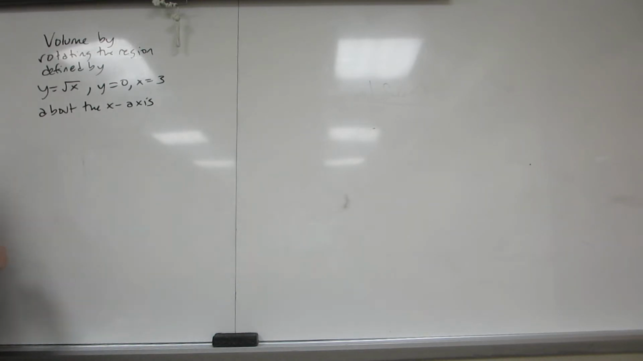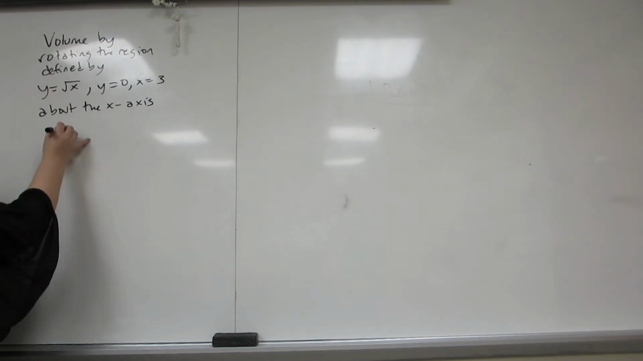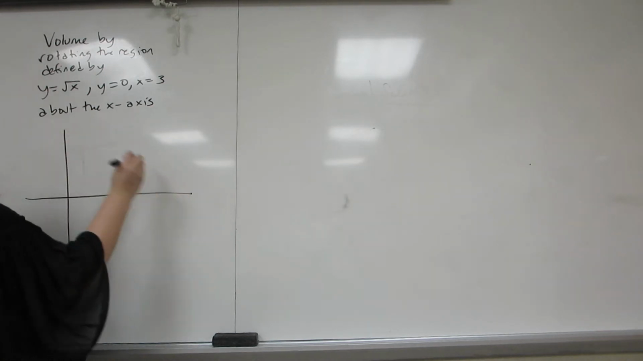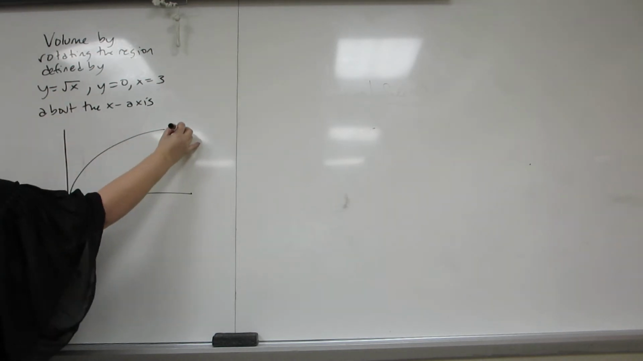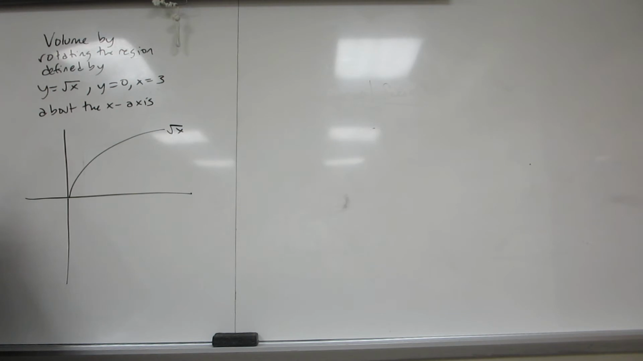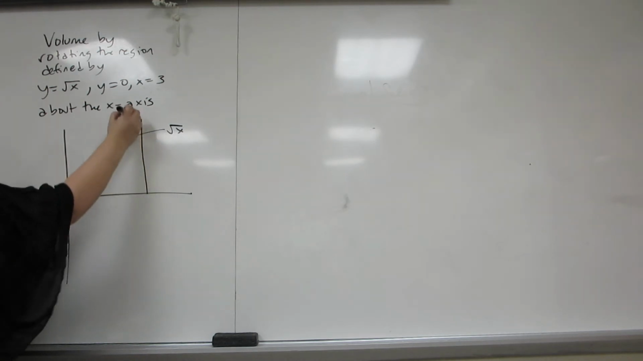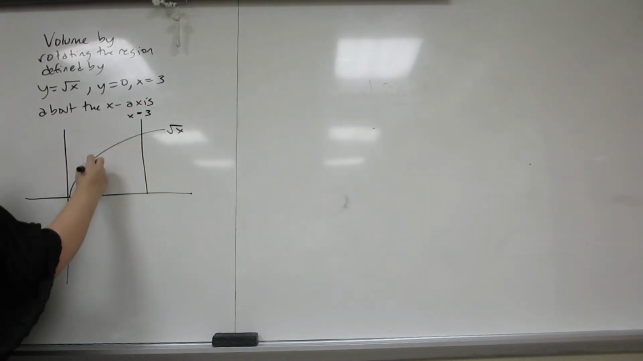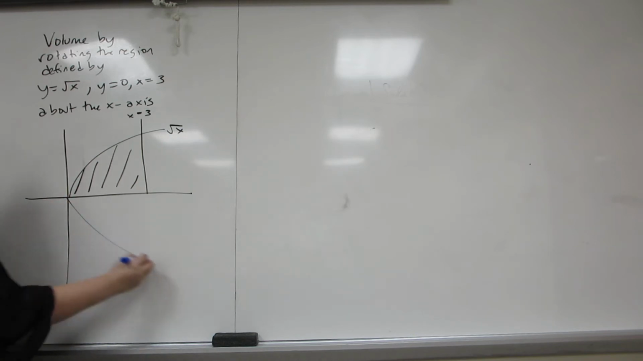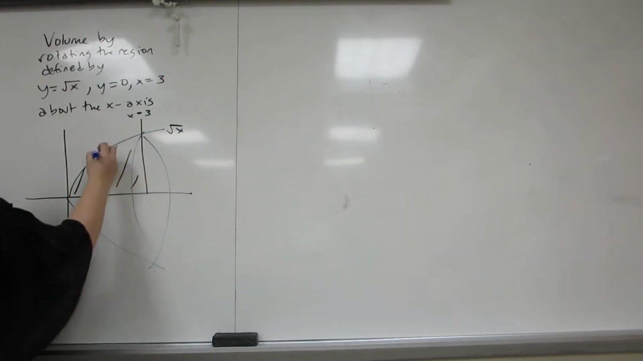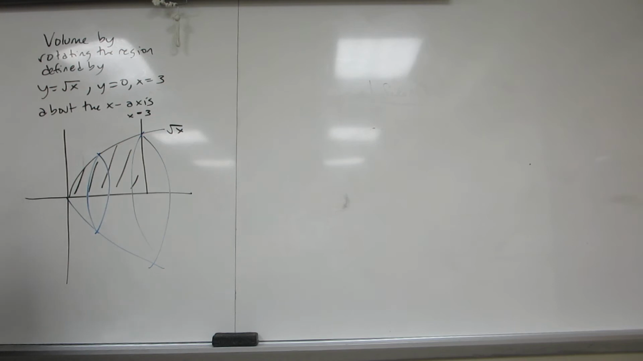So in order to visualize this and determine which method we need to use, we're going to need a fairly good picture. Okay. So I'm going to start with y equals square root of x. Y equals 0, of course, is the x-axis, and here is my line x equals 3. So this is my original region that I'm going to take. Now, when I rotate it about the x-axis, it literally turns into looking like this a little bit.